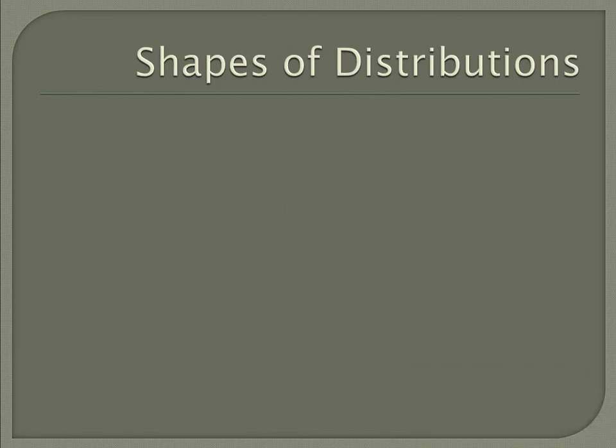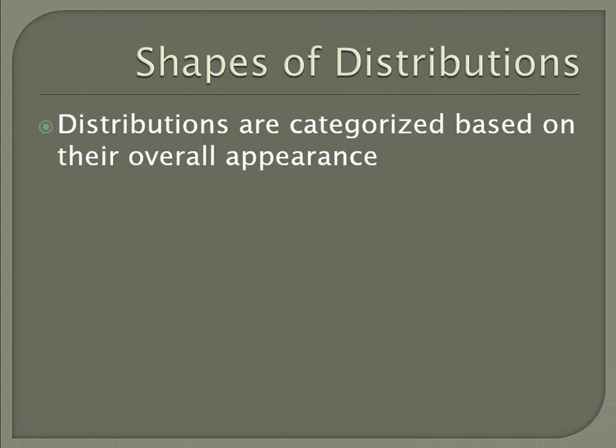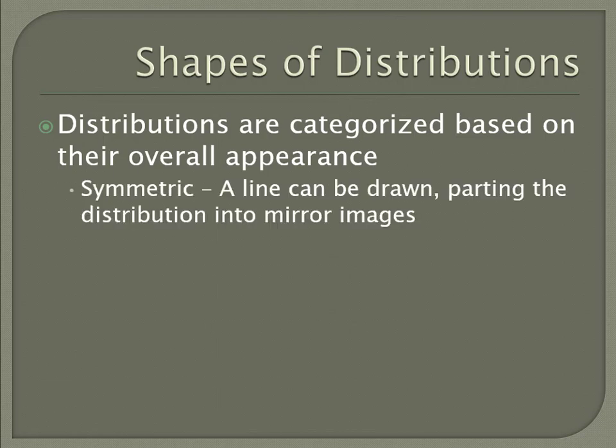Shapes of distributions. Distributions are categorized based on their overall appearance. We have symmetric distributions. Symmetric distributions are such that a line can be drawn, parting the distribution into mirror images. We also have non-symmetric distributions.